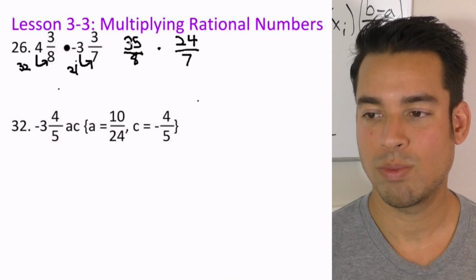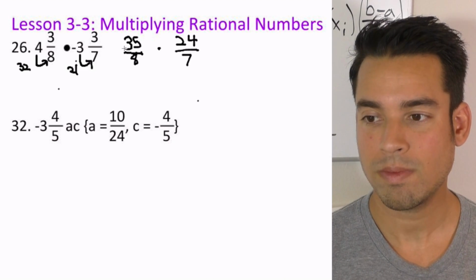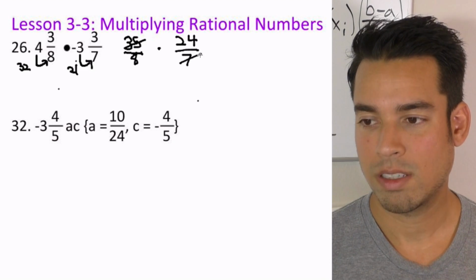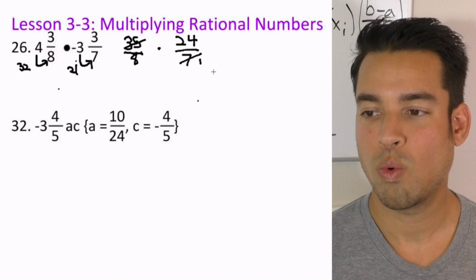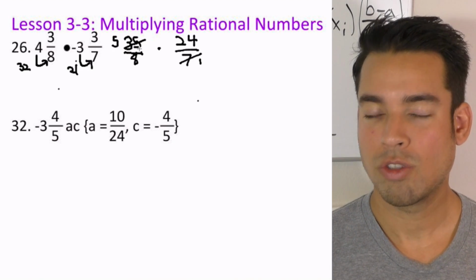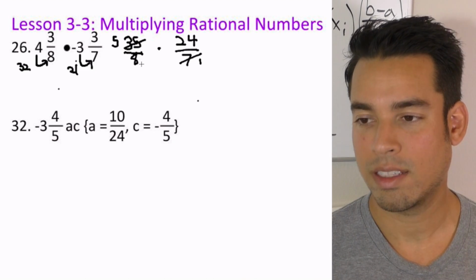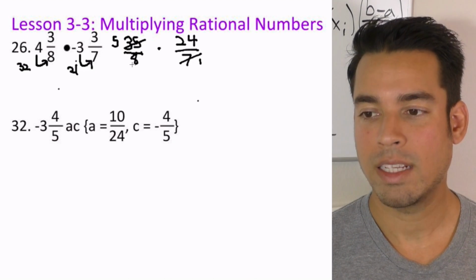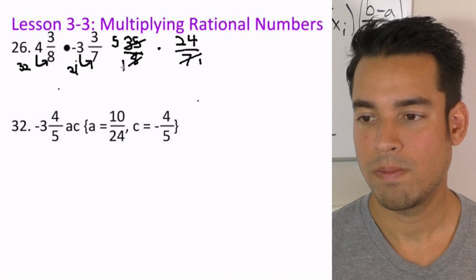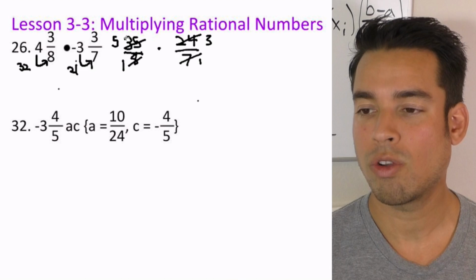So the beauty is we can look at 35 and 7 and say, do they have any common factors? Well, they do. They can both be divided by 7. So 7 divided by 7 is 1. 35 divided by 7 is 5. Now that's so much better already, but we can keep going. We can do the same thing with 24 and 8. We can divide them both by 8. So 8 divided by 8 is 1. 24 divided by 8 is 3. Now look at these numbers, so much easier.